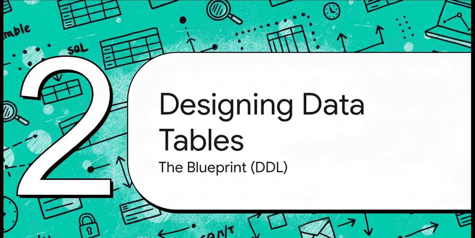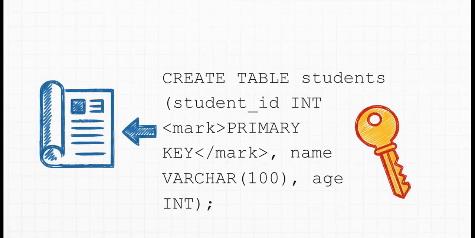All right, first things first. Before you can put any data anywhere, you have to build a container for it, right? This is our blueprint phase. And to do that, we're going to use that first dialect we mentioned, DDL, the data definition language. Okay, I know this might look a little technical, but trust me, it's actually pretty straightforward. Think of it like you're designing an empty form. We're just saying, create a table, let's call it students.